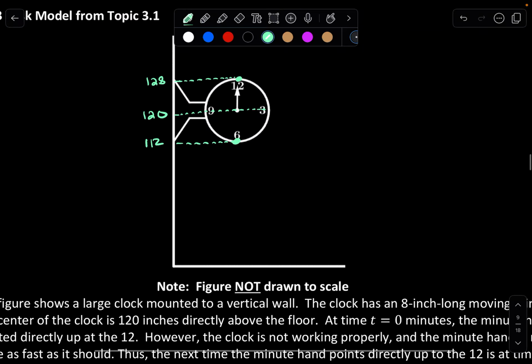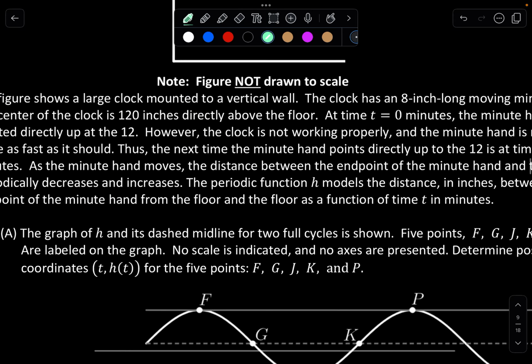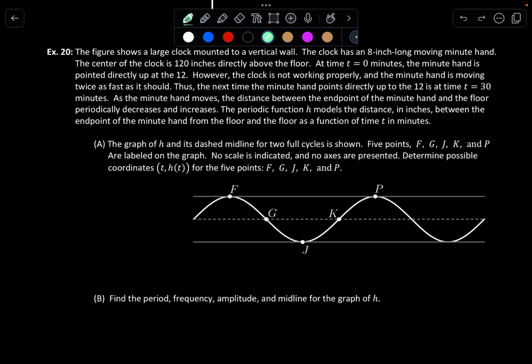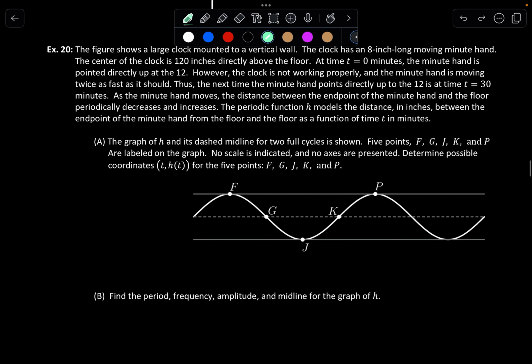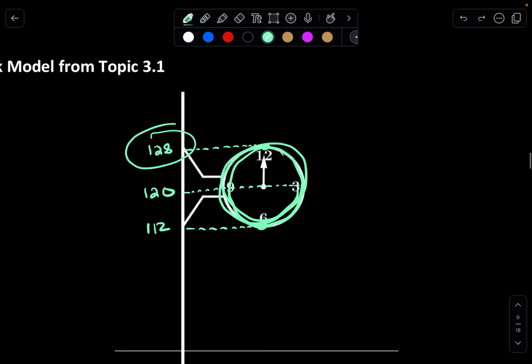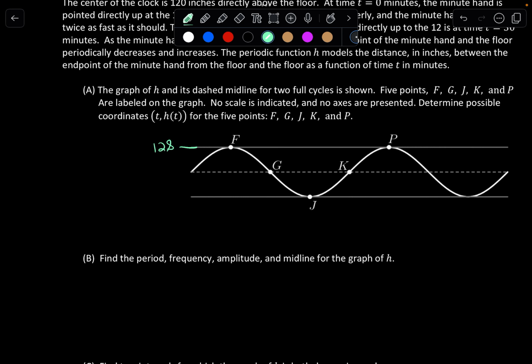So what we're doing is, think of this as the unit circle. And now we're unraveling the unit circle into a sinusoidal curve like we see down here, okay? With this one, it did say at F it's going to hit 128. It says at time t equals 0 minutes, the minute hand is pointed directly up at 12, which would be the 128. So that means F here is going to be at 128. Here's our minimum of 112, and our midline is going to be at 120.